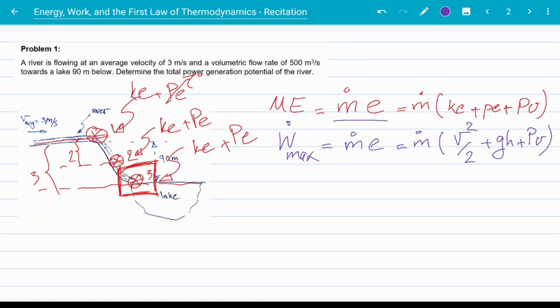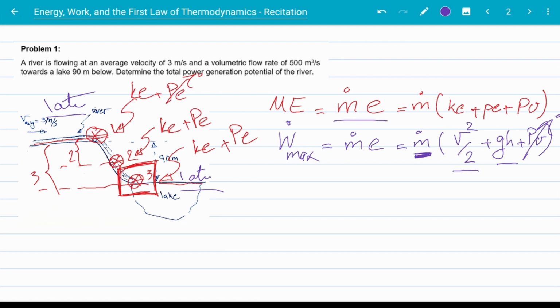Now in the case of our river, we know that the pressure upstream of the river, because it is in contact with atmospheric air, is 1 atmosphere, and on the surface of the lake after the turbine, the pressure is still 1 atmosphere. So the change of mechanical energy due to change of pressure is negligible. There is none. So this term goes away. These two terms remain.